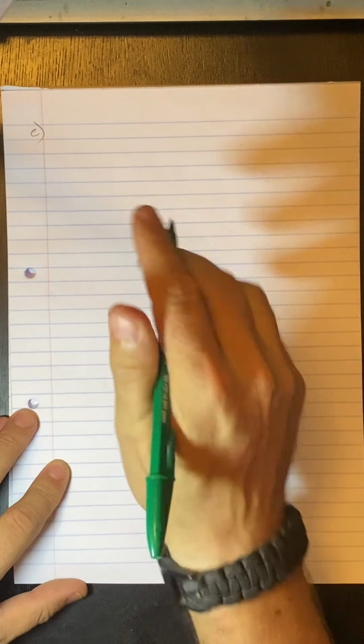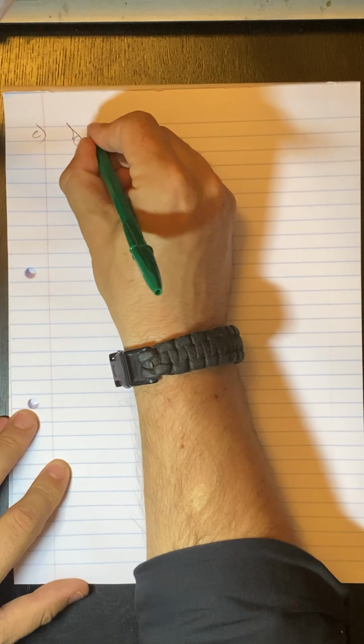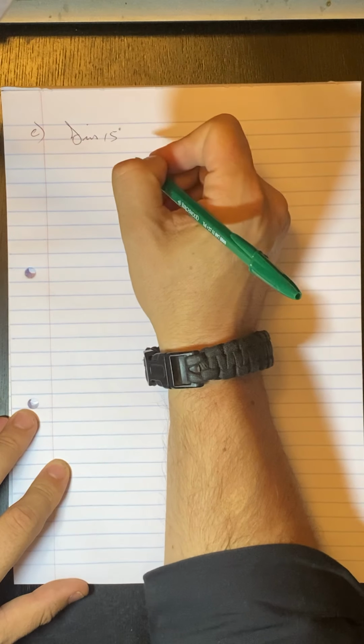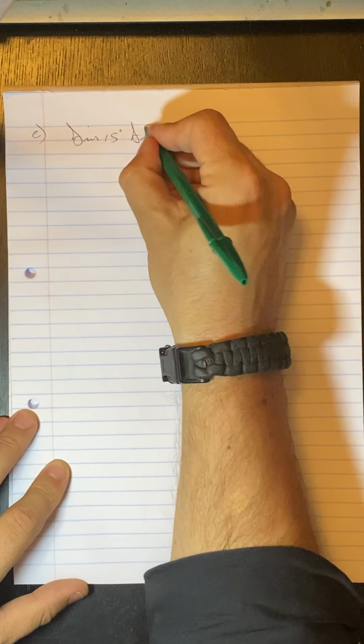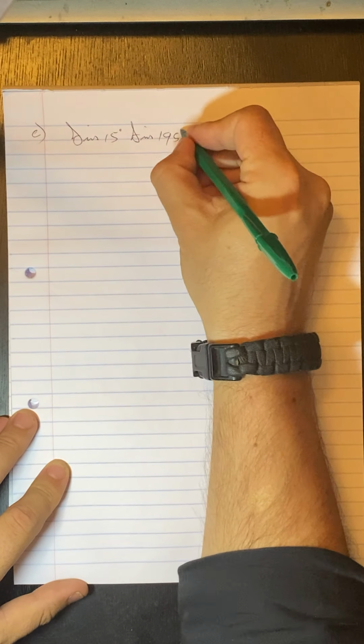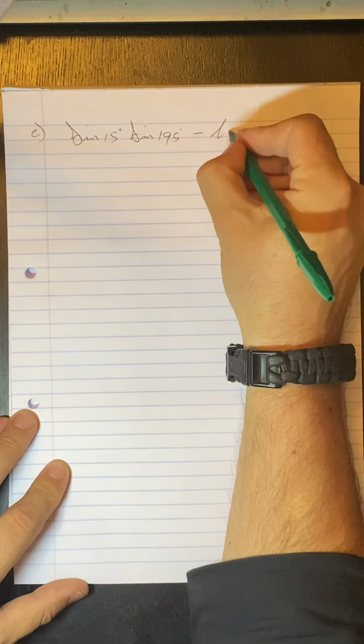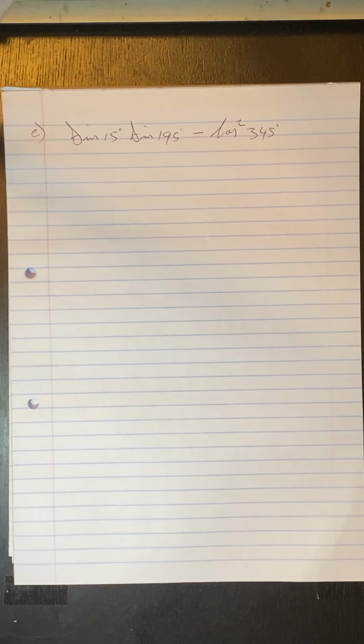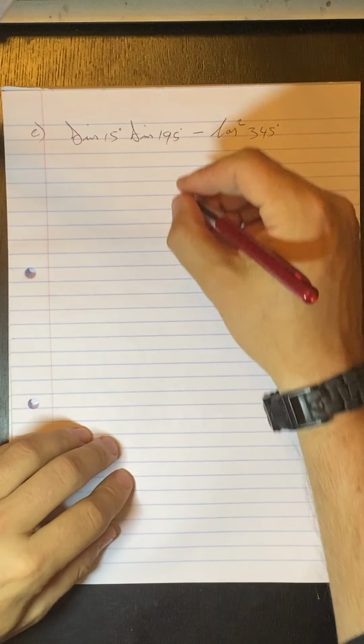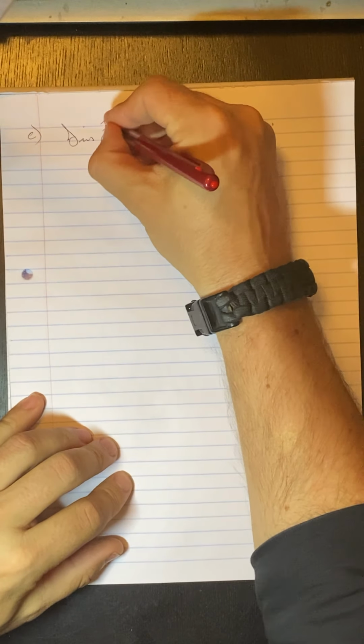Okay, last example. Question C. We've got sine 15 degrees, sine 195 degrees, minus cos squared 345 degrees. Okay, so let's label where these angles are. This is in the first quadrant. 195 is in the third quadrant. And 345 is in the fourth quadrant.